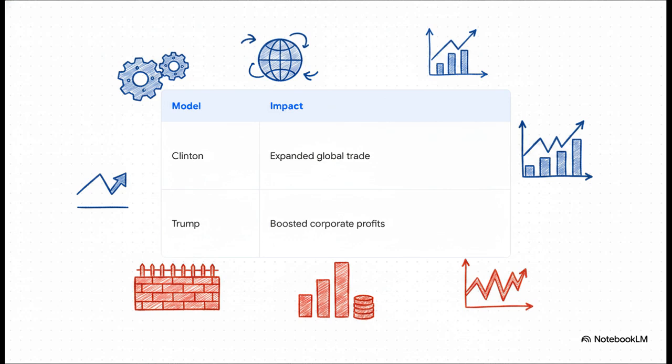On the flip side, Trump's America First approach definitely spurred immediate domestic growth and boosted corporate profits through major tax cuts. But we also have to note that his protectionist tariffs introduced intense market volatility and accelerated the national debt. Two very different means, two very different ends.